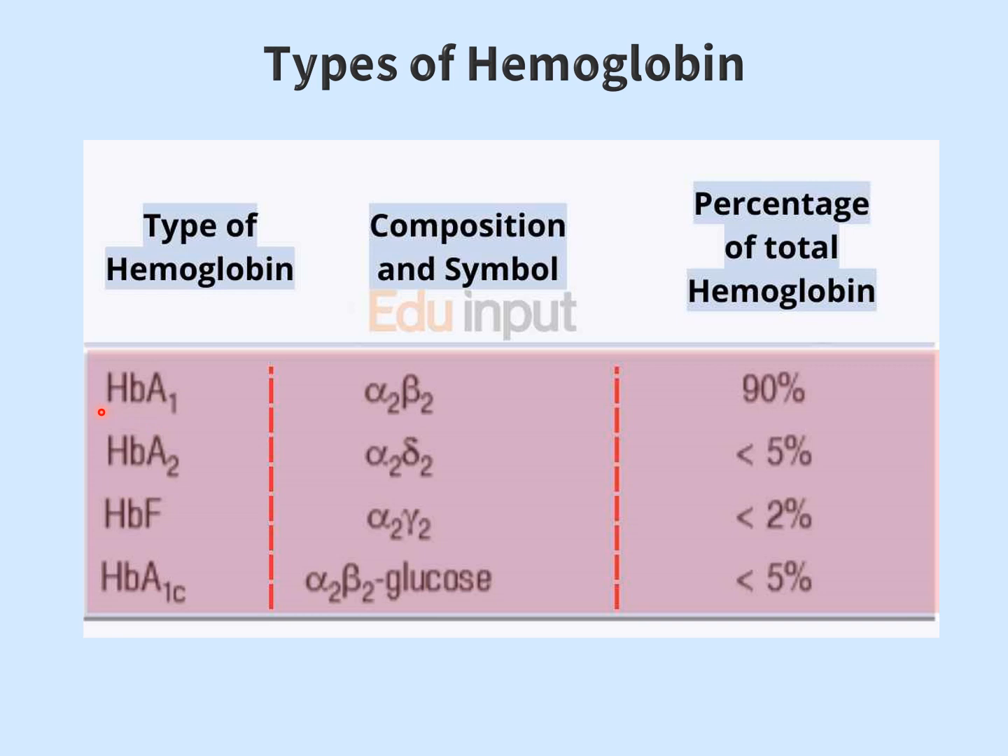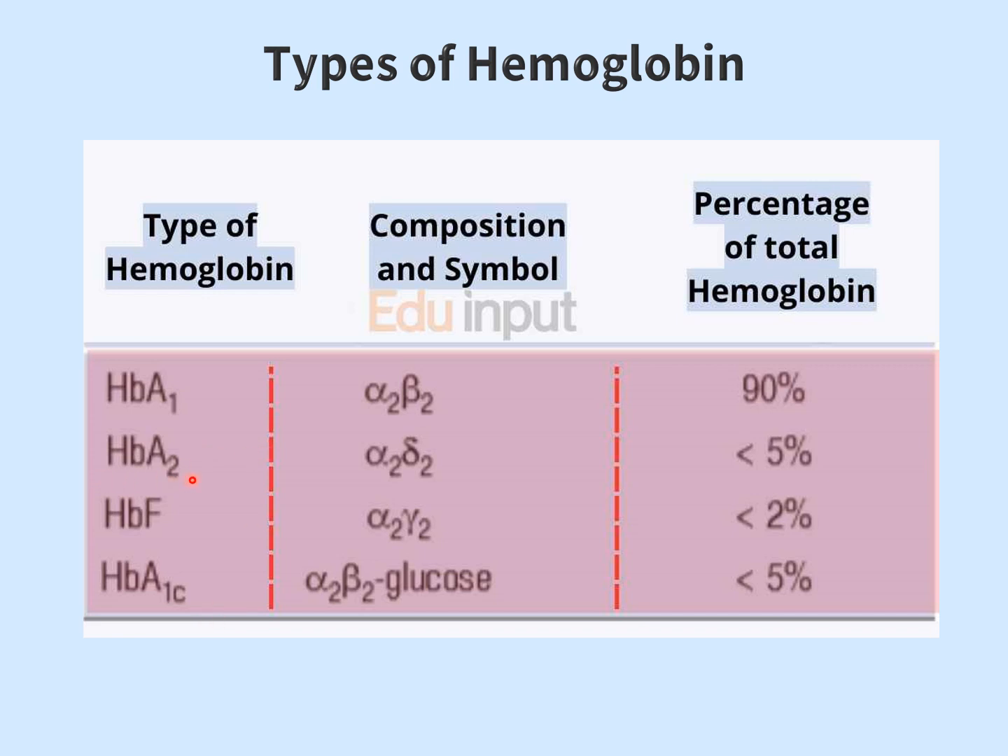Not only hemoglobin A1 is present in our blood. Really, this is the main hemoglobin of our blood, alpha 2, beta 2. But in our blood, there is also hemoglobin A2, hemoglobin F, and today we can say more about hemoglobin A1C, because determining the concentration of this hemoglobin has medical importance.